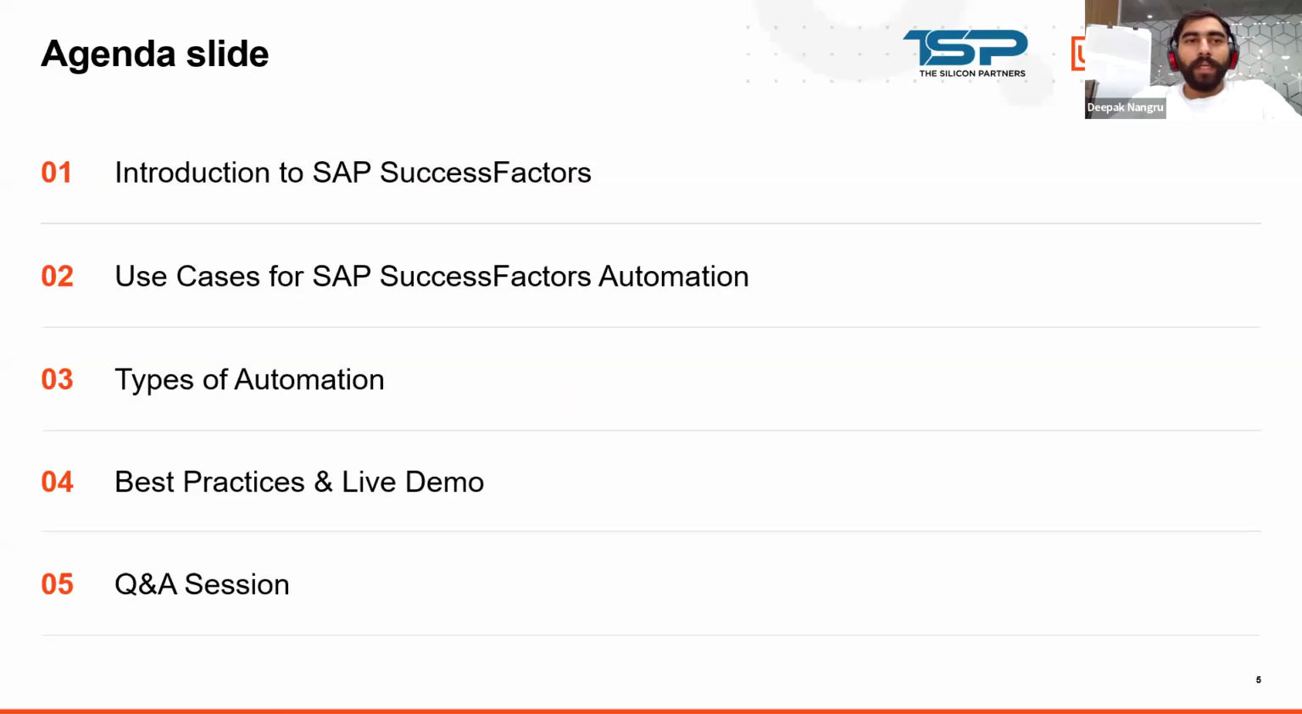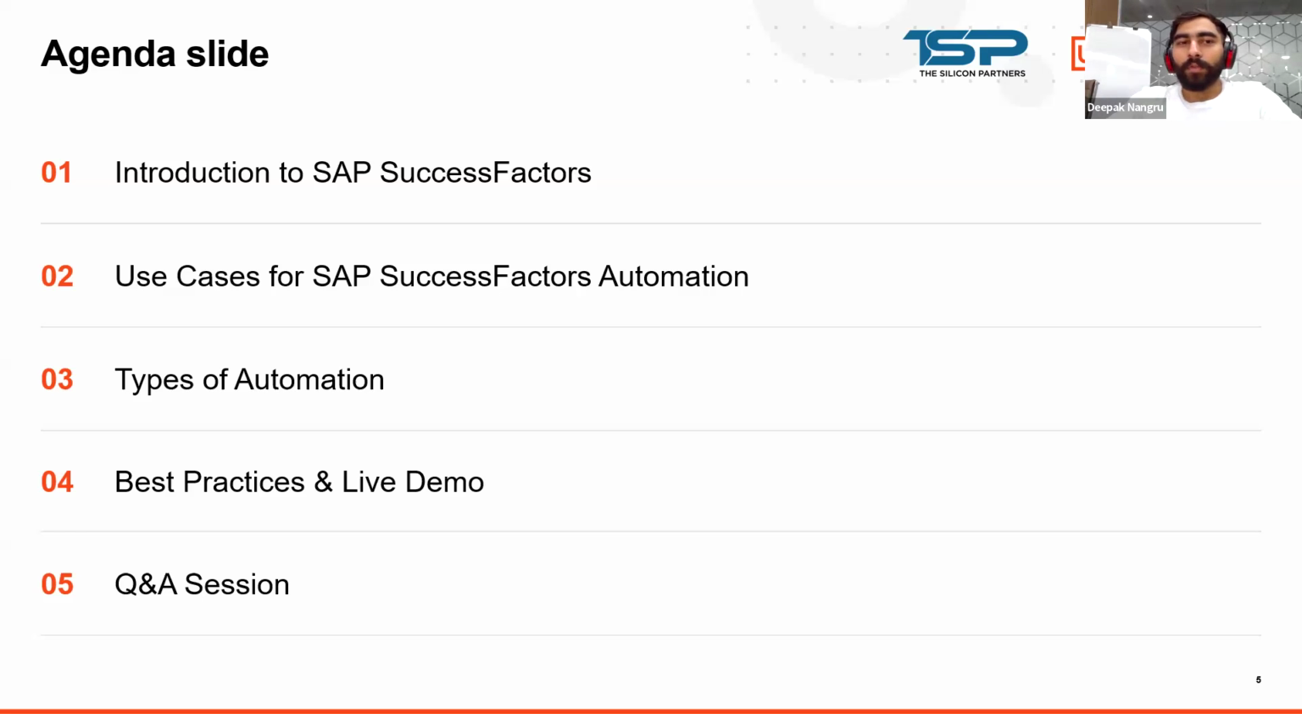Firstly, the agenda for today. The first topic we will cover will be an introduction of SAP SuccessFactors: what is SAP SuccessFactors, what it does and how it is helping organizations, what kind of work it does. Then we'll see in depth what the use cases are, when we are talking about SAP SuccessFactors automation with UiPath, what kind of use cases we can automate, and in which different areas we have found use cases. I have a list of that, I'll show you that too.